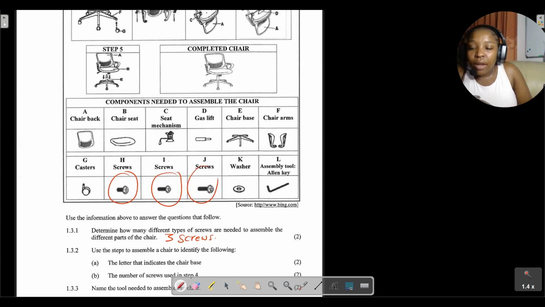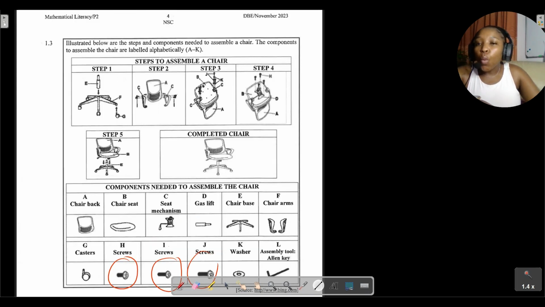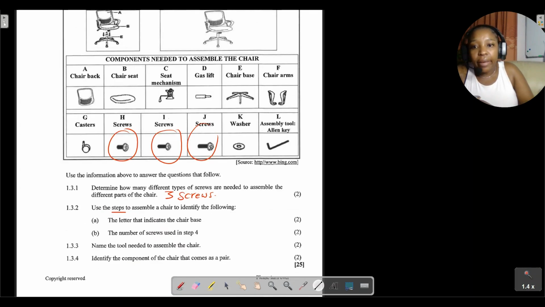Done. Question 1.3.2 says use the steps to assemble the chair to identify the following. So here the question is telling us where we need to focus our attention. We need to focus our attention on the steps to assemble a chair.